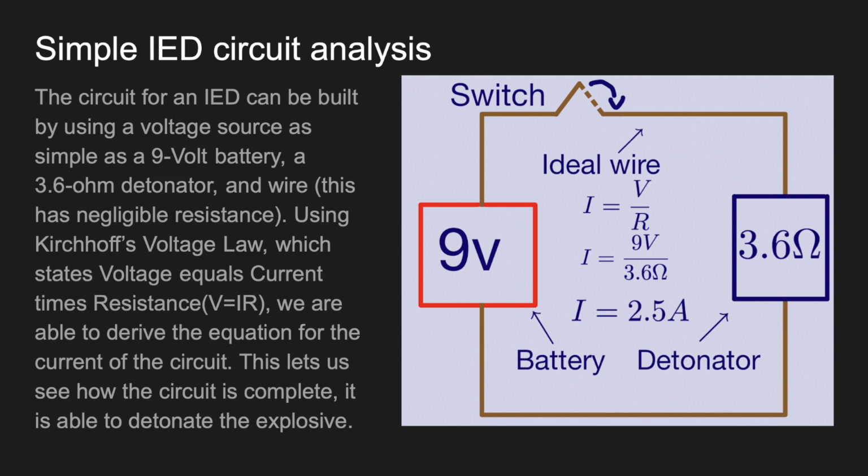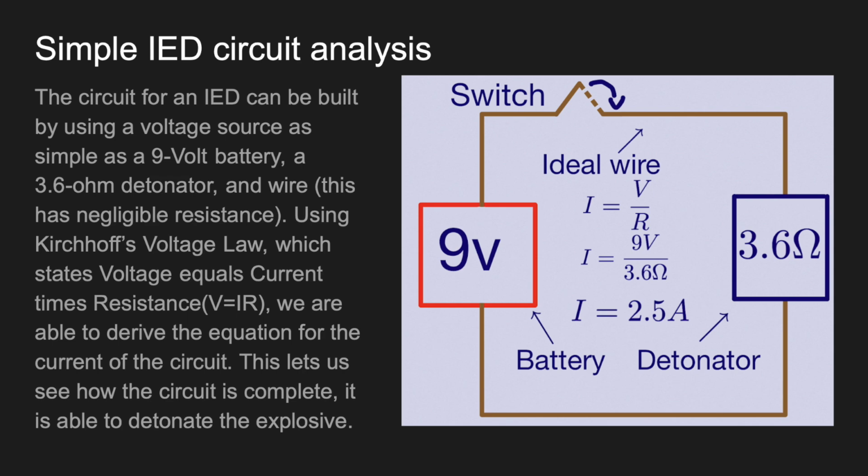Using Kirchhoff's voltage law, which states that voltage equals current times resistance, we are able to derive the equation for the current of the circuit. This lets us see how the circuit is complete. It is able to detonate the explosives.